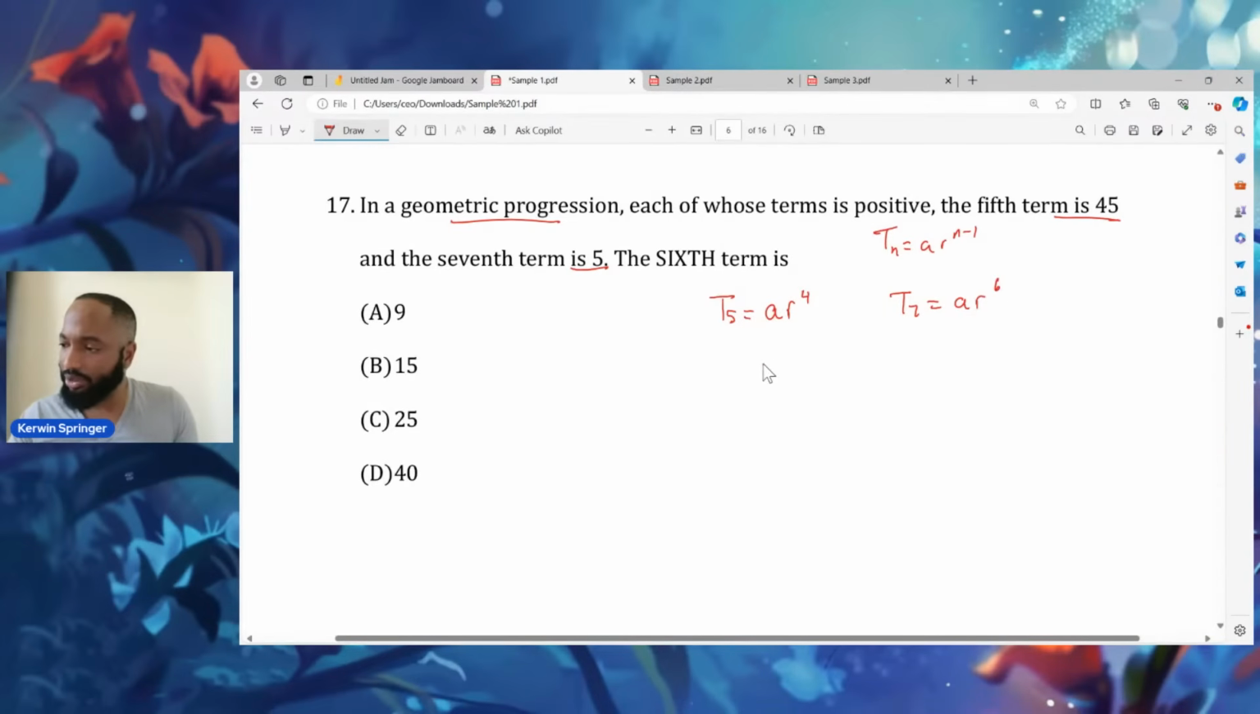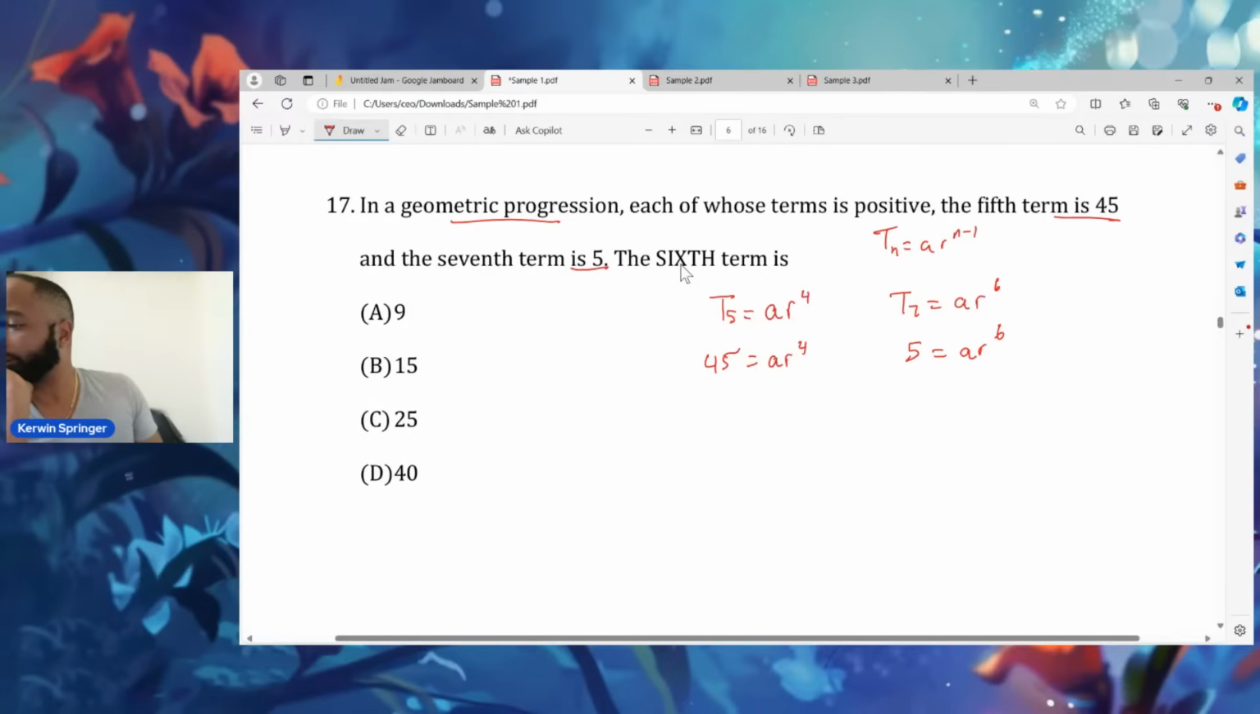So what we're saying is ar to the power of 4 is 45, and ar to the power of 6 is 5. So it's going down, so we expect a common ratio that's a fraction, right? They give us the 5th, they give us the 7th. By the way, I can do this by just elimination. I can do this by just guessing.